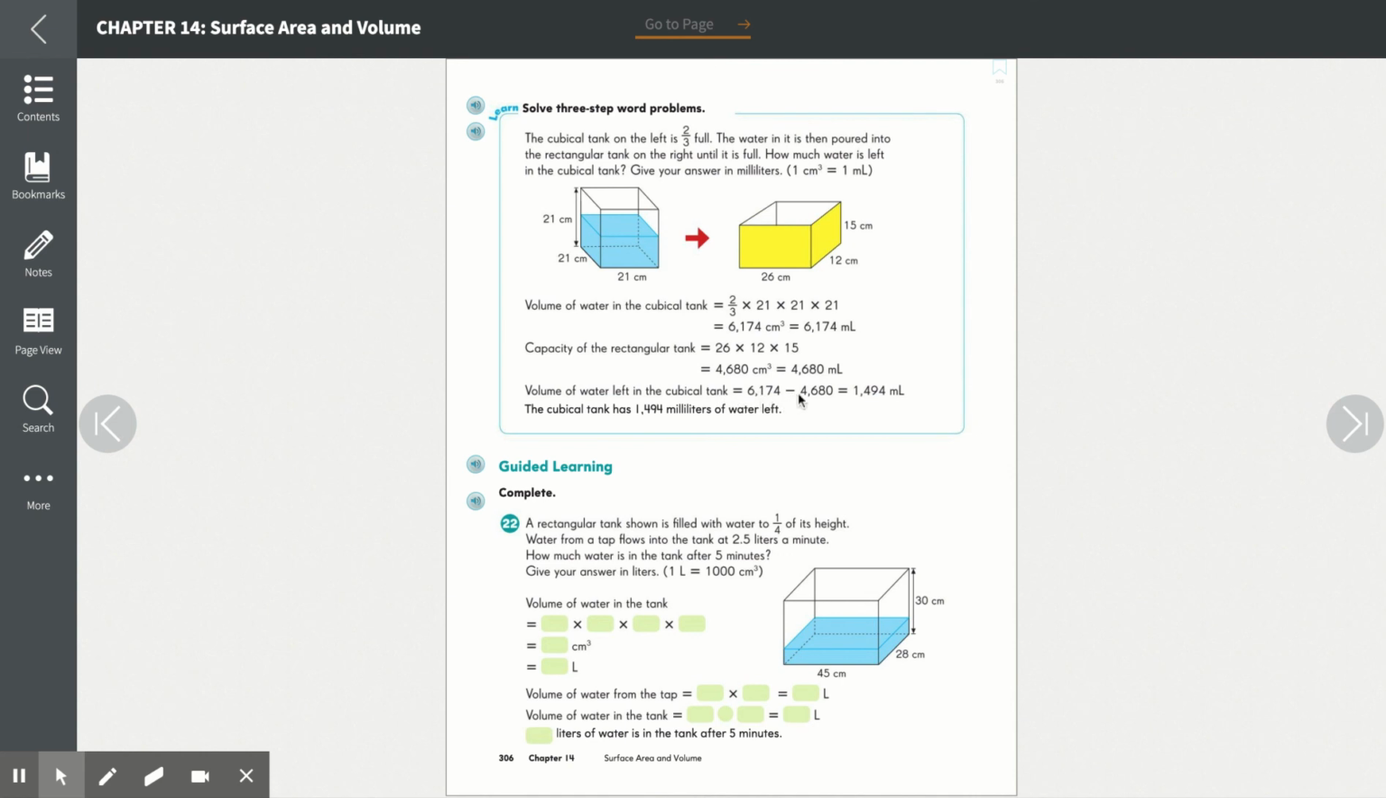6,174 minus 4,680. So you're looking at the total capacity of the rectangular tank here is the 4,680. The volume of water left in the cubical tank is what you started with, which was 6,174, minus what you poured into this container, which was 4,680. And the remainder would be 1,494 milliliters. So the cubical tank has 1,494 milliliters of water left.